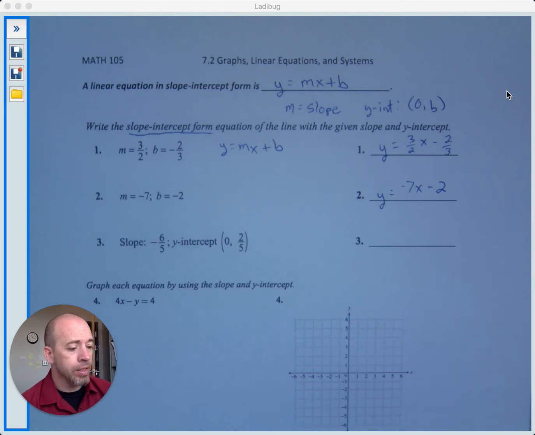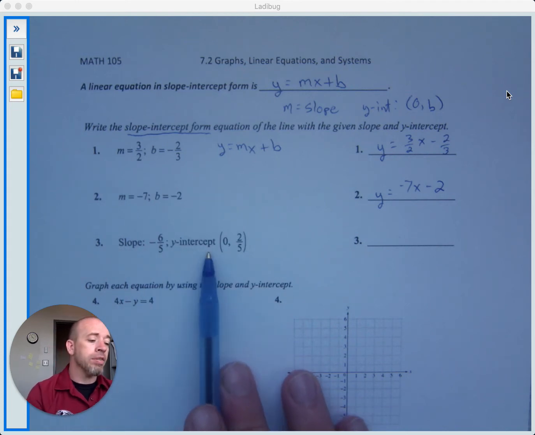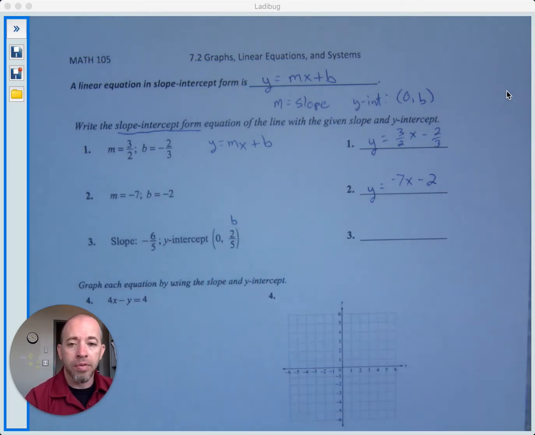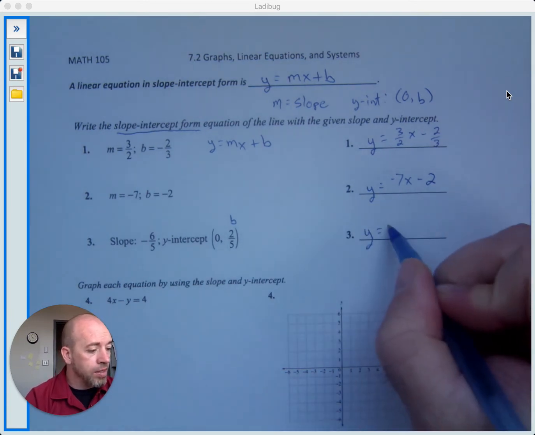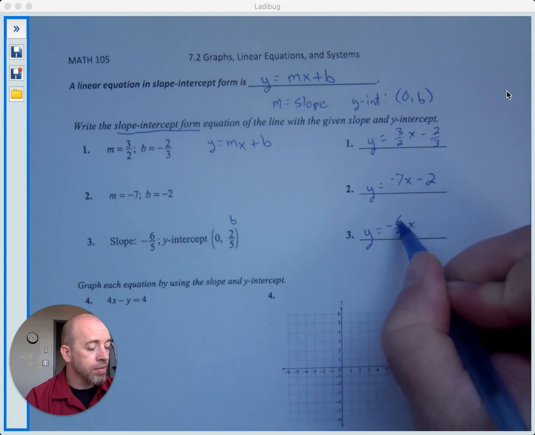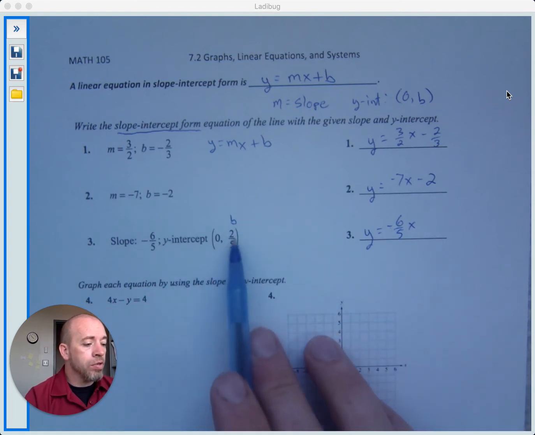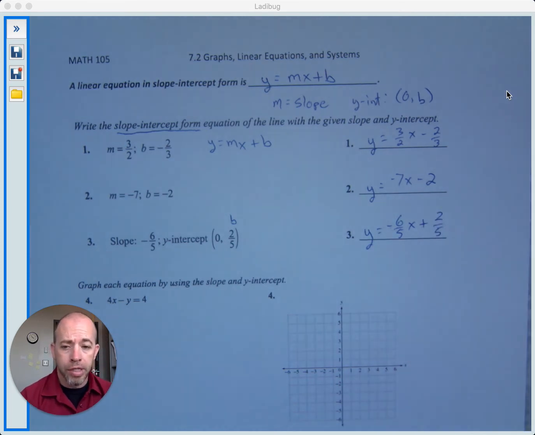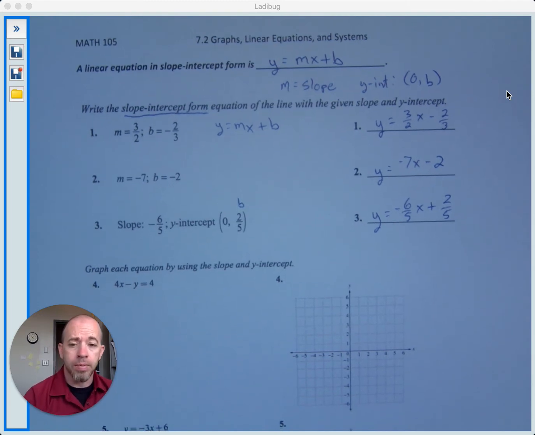Alright, let's look at the next one. We're given the slope, negative 6/5. This time we aren't given b, but we're told the y-intercept. The y-intercept, if we have it, then b is the y-coordinate of the y-intercept. So we can just plug things in again. Y equals negative 6/5 x. M is negative 6/5. That's our slope. And the y-intercept is 0, 2/5, so we'd have plus 2/5. So positive 2/5 for the y-coordinate of the y-intercept. So questions like that should be very easy. If you know slope-intercept form, you could just plug in the numbers.